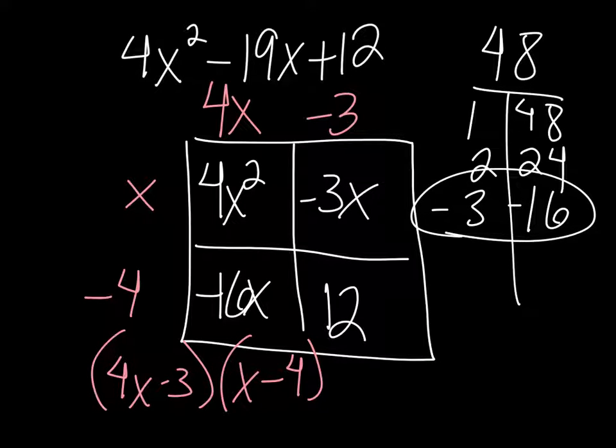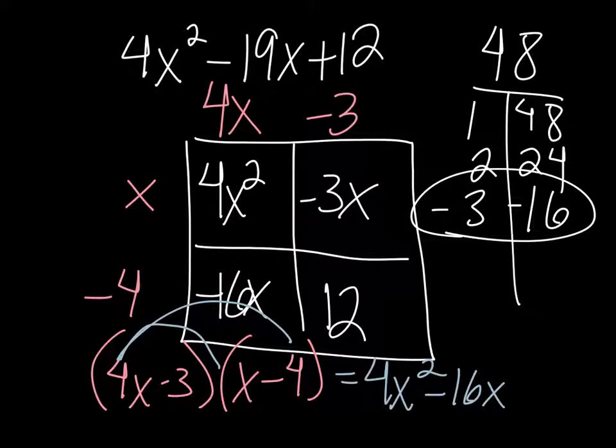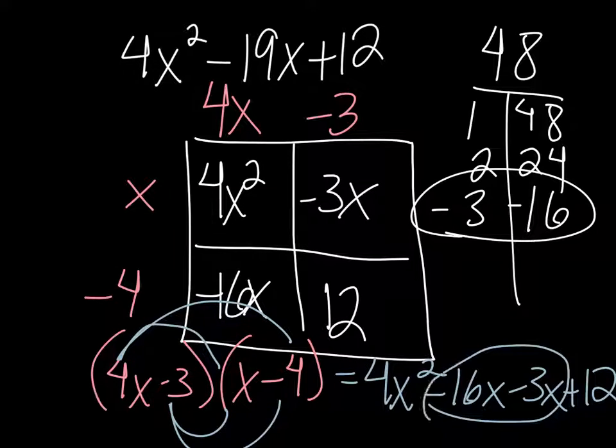And of course, I could FOIL this together to check my work. In fact, I'm going to do that just to be sure. 4 times x is 4x squared. 4x times negative 4 is negative 16x. Negative 3 times x is negative 3x. And negative 3 times negative 4 is positive 12. Yeah, this is going to work because we can combine our like terms here. Negative 16x minus 3x will give us that negative 19x that we're looking for.